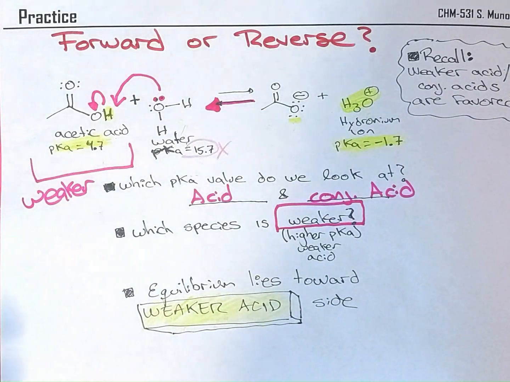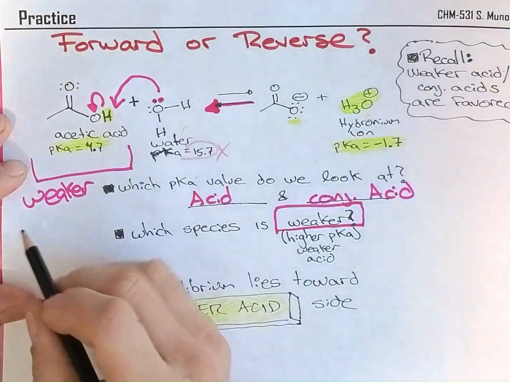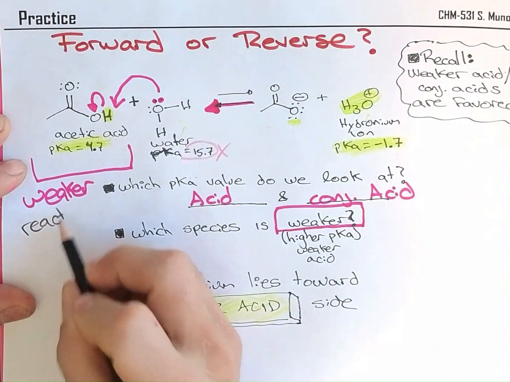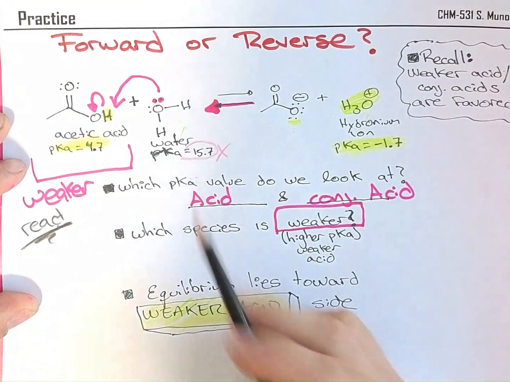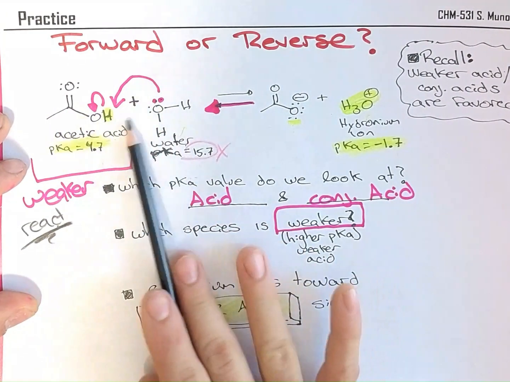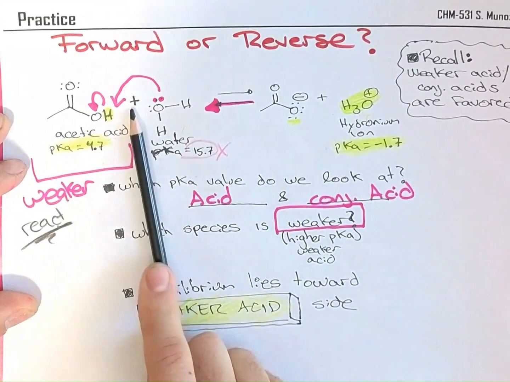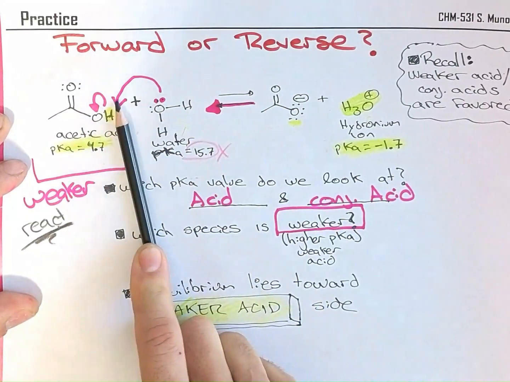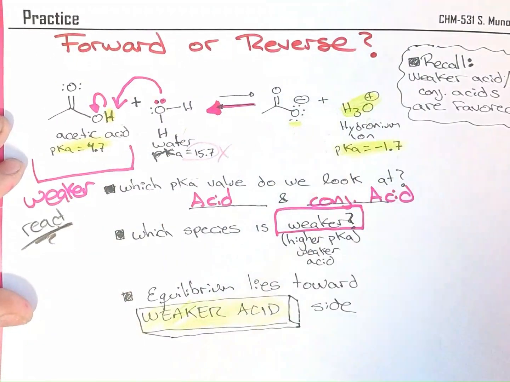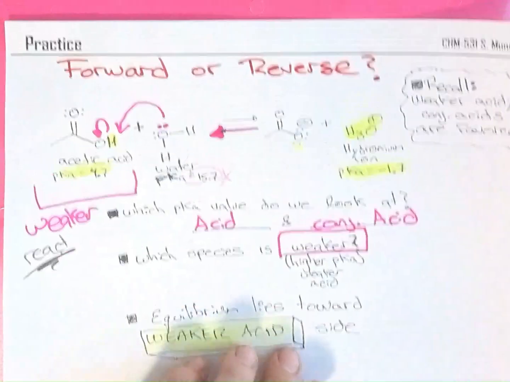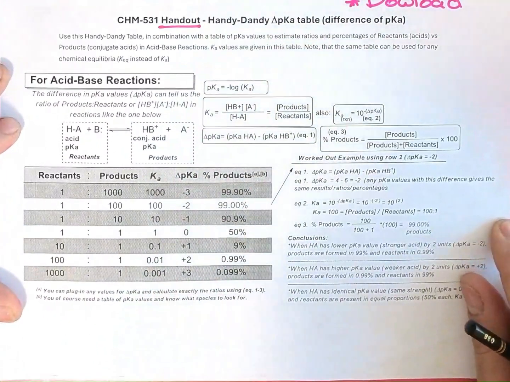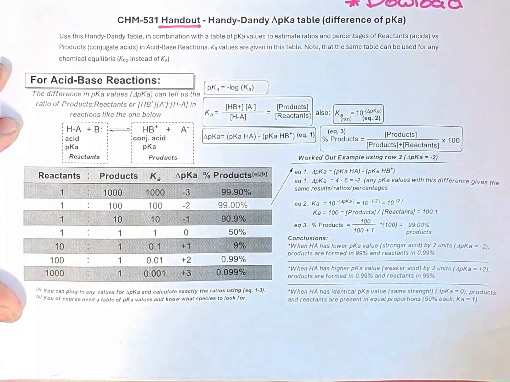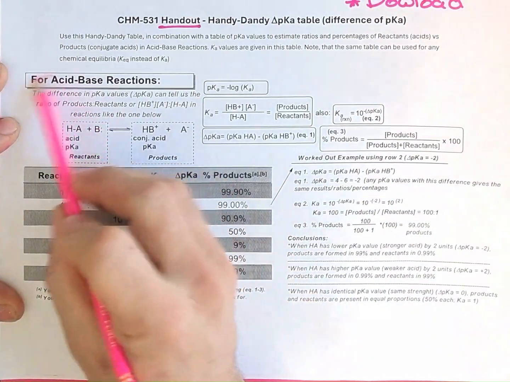Now, we know the equilibrium is going to lie towards the reactants in this case, because they're the weaker acid. But the question is how much. We can say, okay, it's going to lie to here, but is it 60 and 40? Is it 51 and 49? Is it 99 and 1 percent? How can we tell? There's a very neat, handy-dandy pKa table which I posted on our course, and I would like all of you to refer to that.